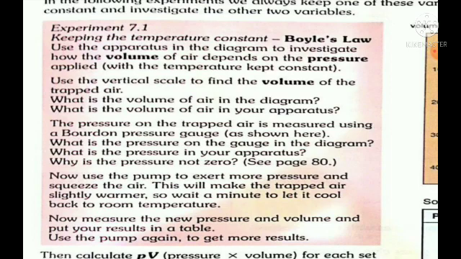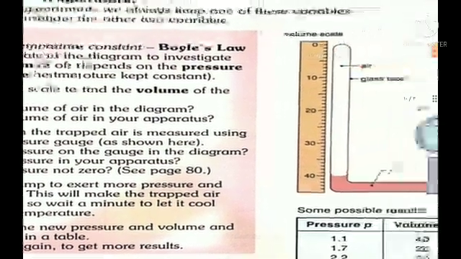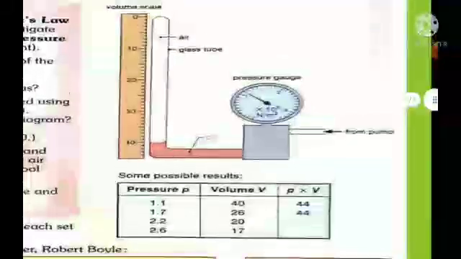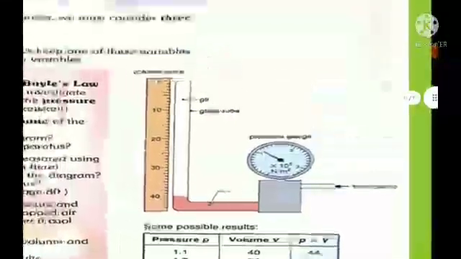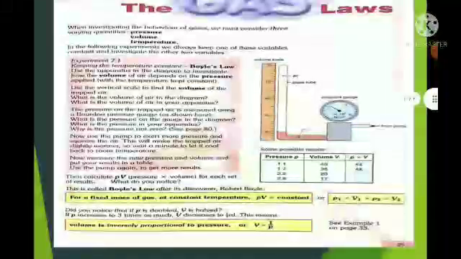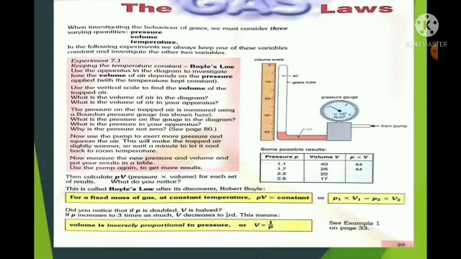The pressure on the trapped air is measured using a Bourdon pressure gauge as shown here. As you can see in the diagram here, okay. What is the pressure on the gauge in the diagram? Where is the pressure gauge in this diagram? And what is the pressure in your apparatus? Why is the pressure not 0? See page 18.